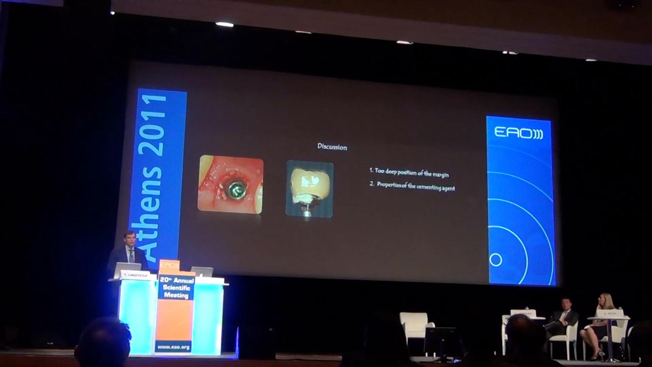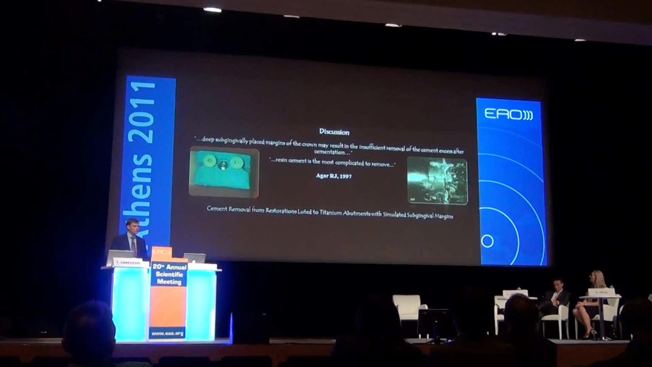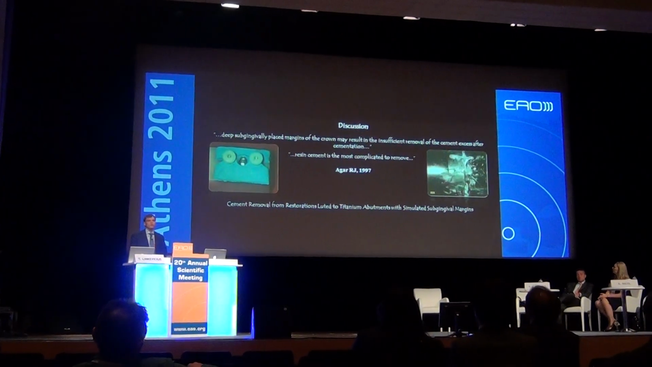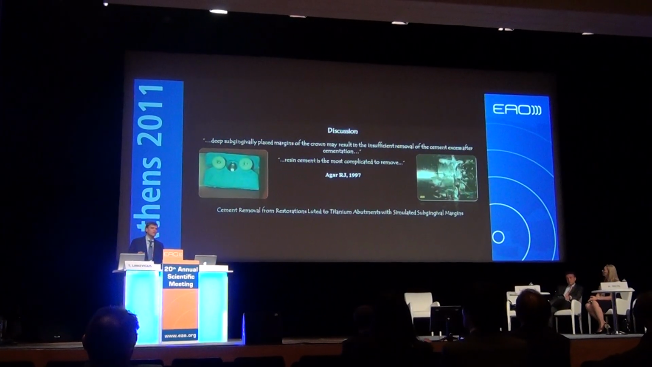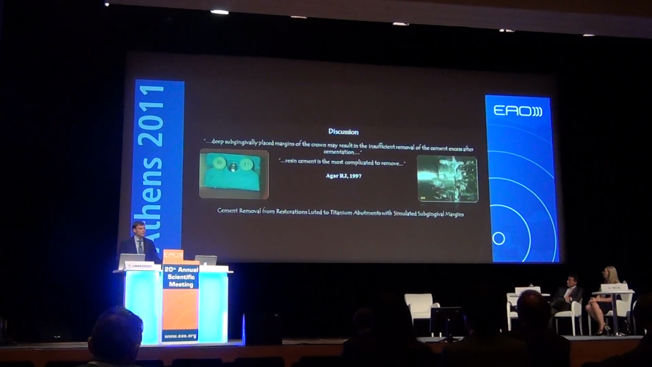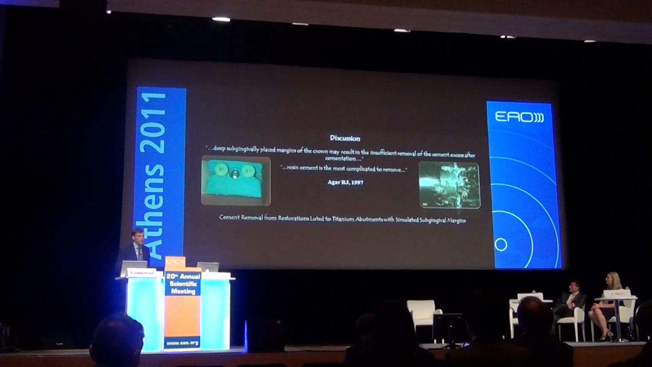Properties of the cementing agent, of course, are very important. Already in 1997, Agar et al. found that if cement has a resin component, it's very, very difficult to remove. It appears that resin cement and glass ionomer modified with resin may be too dangerous for cementing restorations on crowns.